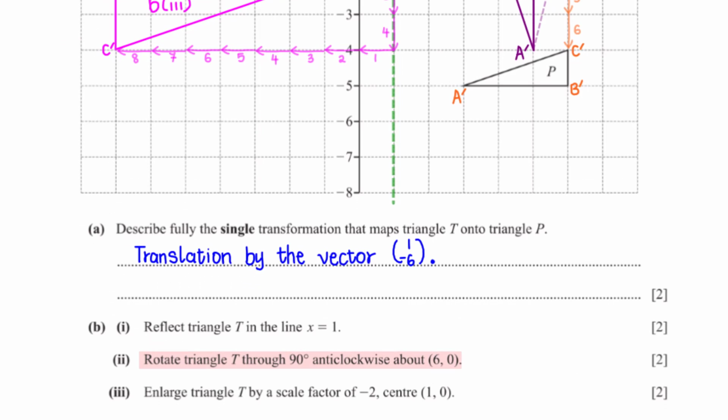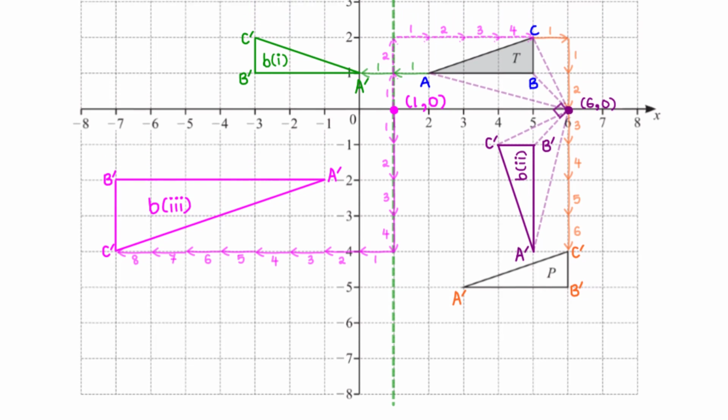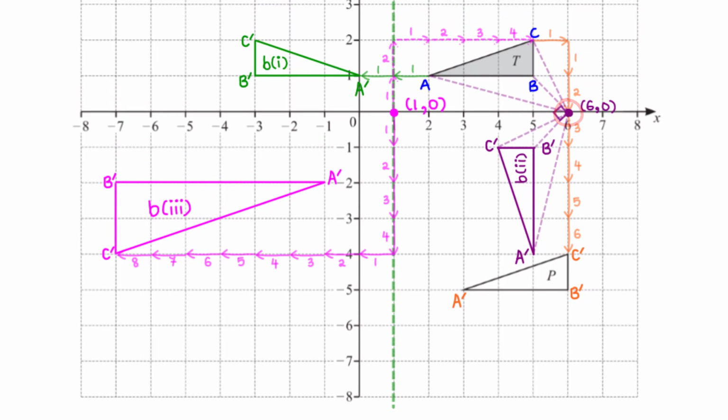Rotate triangle T through 90 degrees anticlockwise about (0, 0). First, we need to mark the center of rotation. Then we rotate each vertex on triangle T 90 degrees anticlockwise about this center. This means if we pick point B, we draw a line from point B to the center of rotation. Then we measure and mark 90 degrees in the anticlockwise direction from this line.